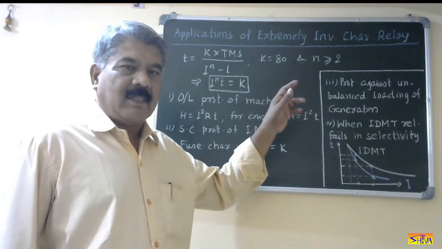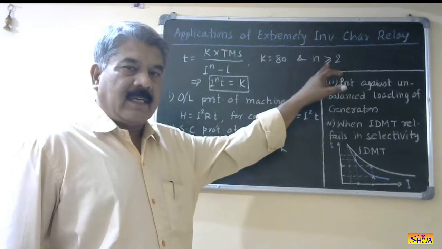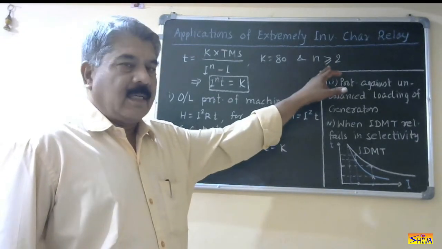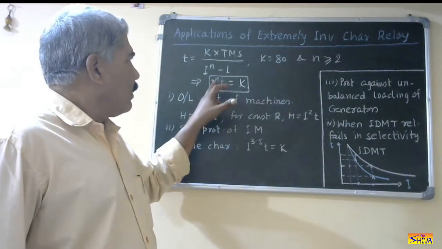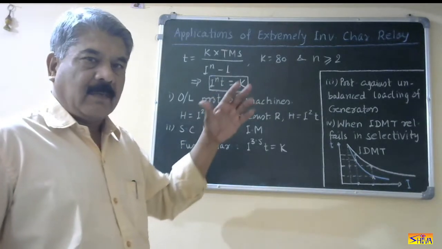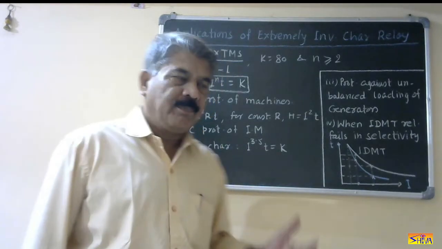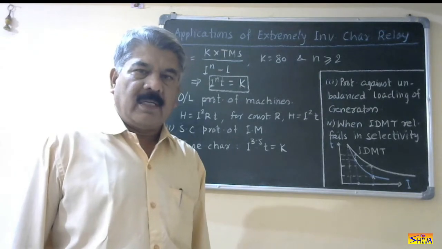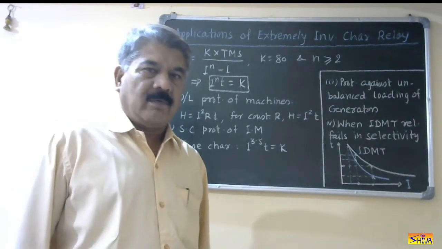So for extremely inverse characteristic relay, k is 80 and n is greater than or equal to 2. Now, with n greater than or equal to 2, the characteristic can be approximated to I to the power n into t is equal to constant multiplied by time multiplier setting. Let us assume time multiplier setting is unity, 1. So the characteristic is I to the power n into t is equal to k. K is 80 and n is greater than or equal to 2.